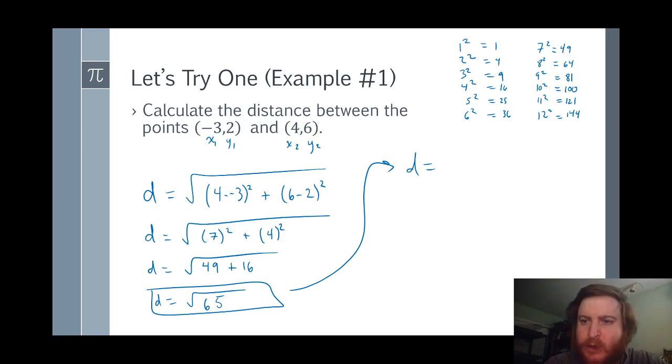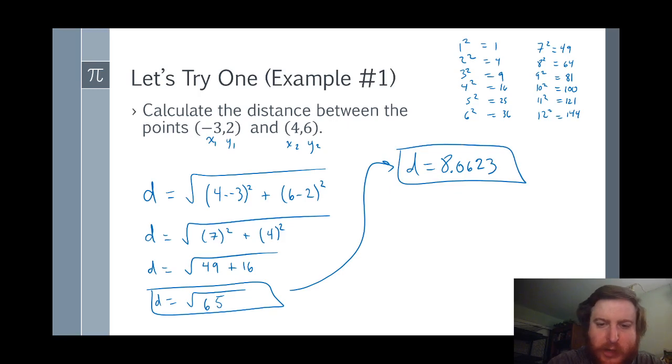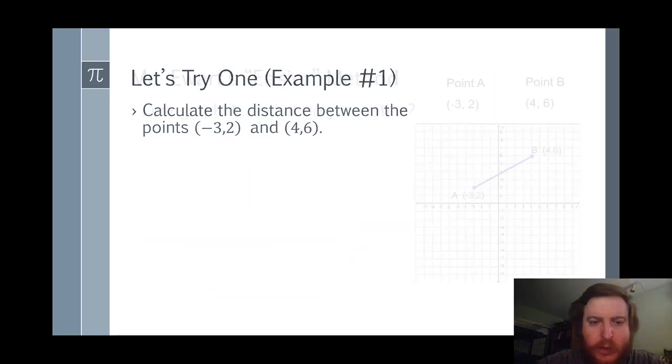If we knew that 8 squared was 64 and 9 squared was 81, then the square root of 65 is going to be a little bit bigger than 8, because 65 is a little bigger than 64. So it's probably going to be 8.0 something. If you type that in your calculator, you'll end up with 8.0623 out to 4 decimals. So either one of those two is a correct answer. And that's how we do these.